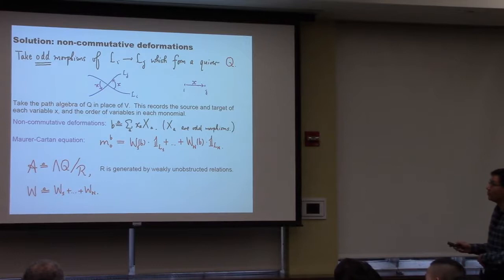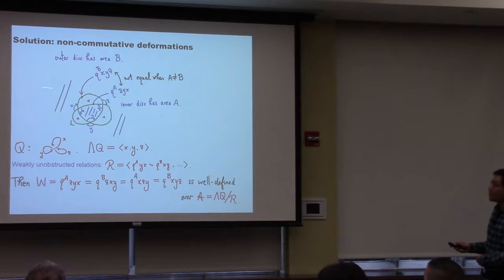Right. Let's go back to this very simple example, the sine Lagrangian. Now we are using this relation, QAYX is equivalent to QBXY. Under this non-commutative relation, YX is not equal to XY, but under this relation these two potentials get identified. So this is the solution, a very simple solution.